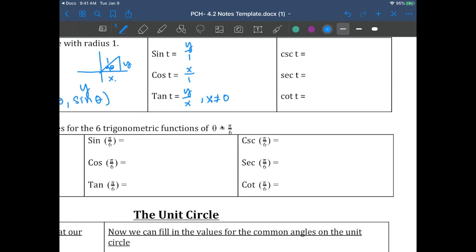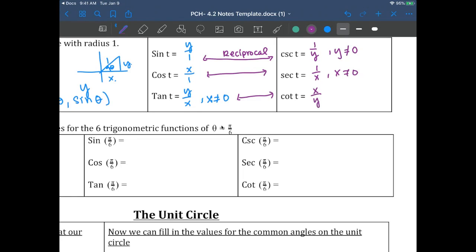The cosecant would be the reciprocal of sine. So we get 1 over y, where y cannot equal 0. Again, cosine and secant are reciprocals, so this would be 1 over x, where x cannot equal 0. And cotangent and tangent are reciprocals, so x over y, where y cannot equal 0. When y equals 0 or x equals 0 on these functions, we get vertical asymptotes on the graph.